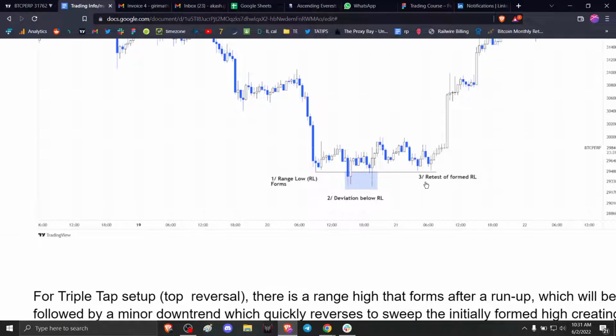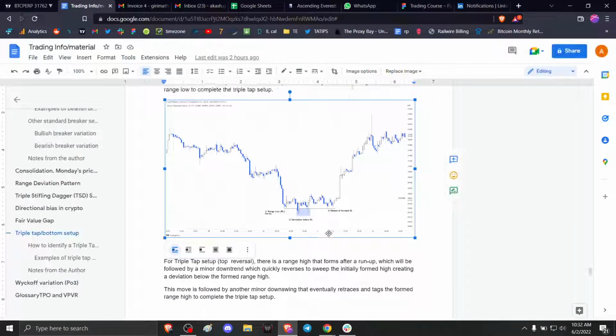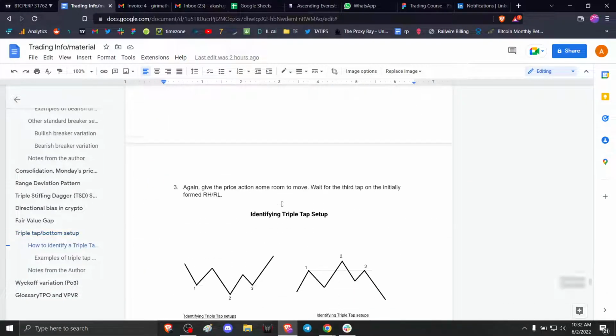But as you can see here, if you haven't already noticed it, the price didn't actually retest the initially formed range low, right? So there's a lot of possibilities where this can happen, right? So yeah, basically this is how a triple tap setup is.